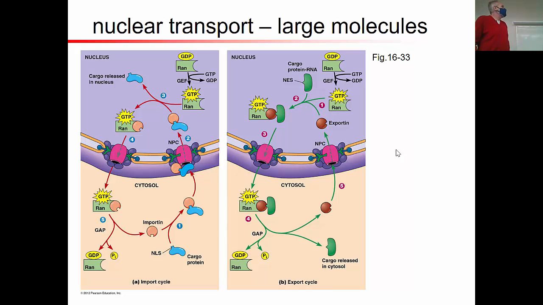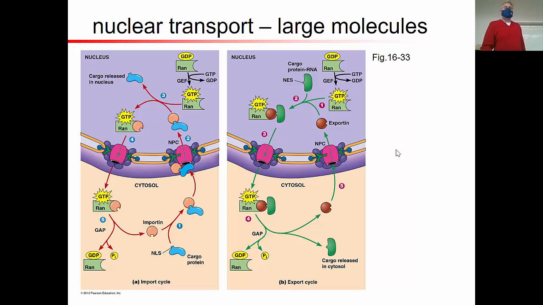So on the left-hand side, we have import into the nucleus, and on the right-hand side, we have export from the nucleus. And we know certain things are specifically brought in and out of the nucleus. This is an example of active transport. These are bringing large molecules specifically across that double membrane.